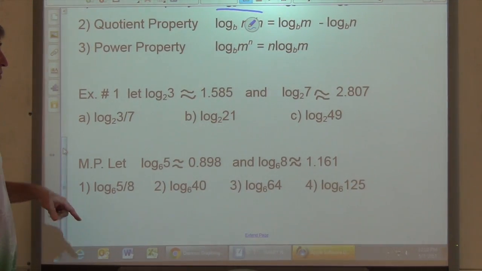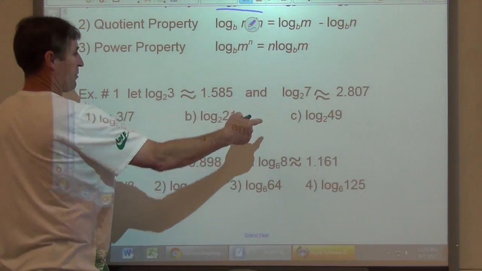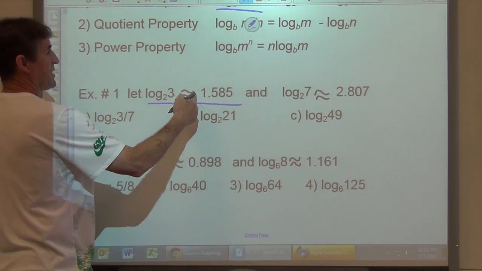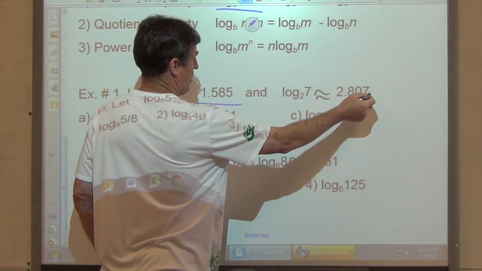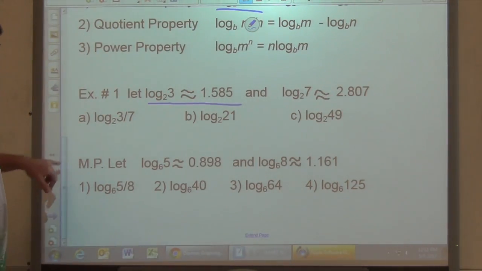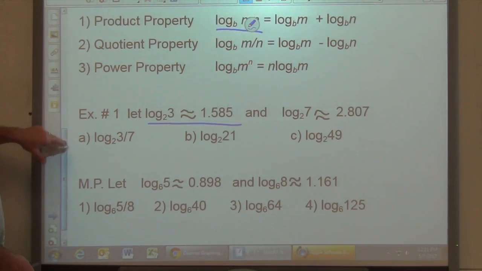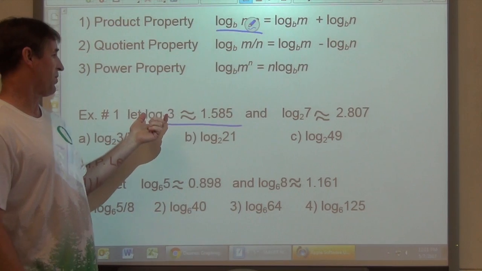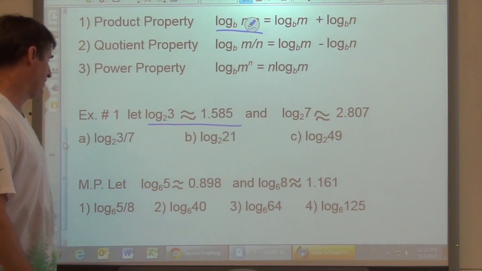So we're going to look at how we can use these to simplify some expressions. When you look at example number 1, for these three problems, we're going to let log base 2 of 3 be approximately 1.585, and log base 2 of 7 be approximately 2.807. And we're going to use our properties along with these values for log base 2 of 3 and log base 2 of 7 to simplify these.